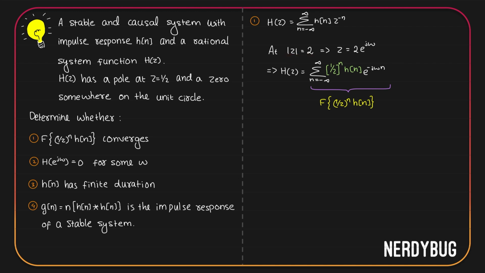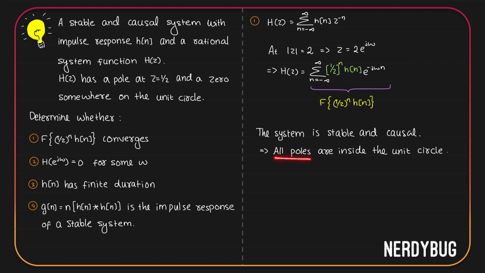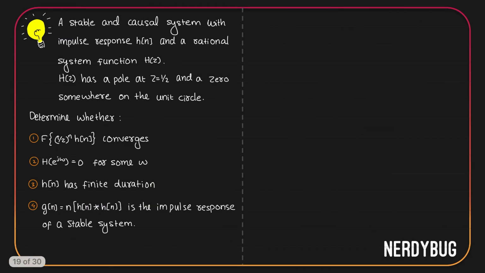Which means we have to check whether magnitude of z being equal to 2 is in the ROC of h of z. It is given in the question that the system is stable and causal, which means all the poles should be inside the unit circle. Therefore, z equal to 2 will be included in the ROC, and that means h of z converges to a finite value when z equal to 2, and therefore Fourier transform of 1 by 2 raised to n h of n converges to a finite value. The statement is true. Let's take the next one.